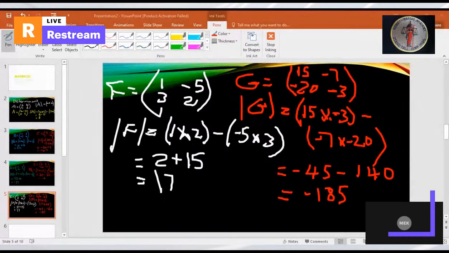Now the formula for the adjoint. The formula for the adjoint is that we're going to reverse the places of the A and D, and we're going to change the sign of B and C. All right, so I've not been seeing you post your answers, so I don't know if you're getting it or not. You're not giving me any feedback to let me know if you understand. So I'm going to assume that you do, and we're going to move forward.